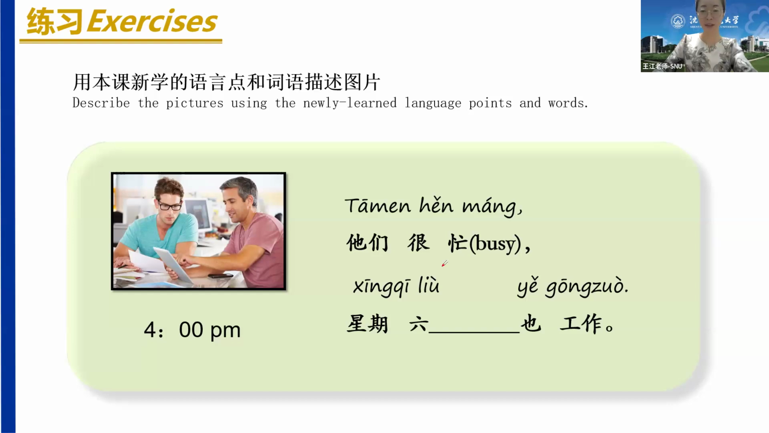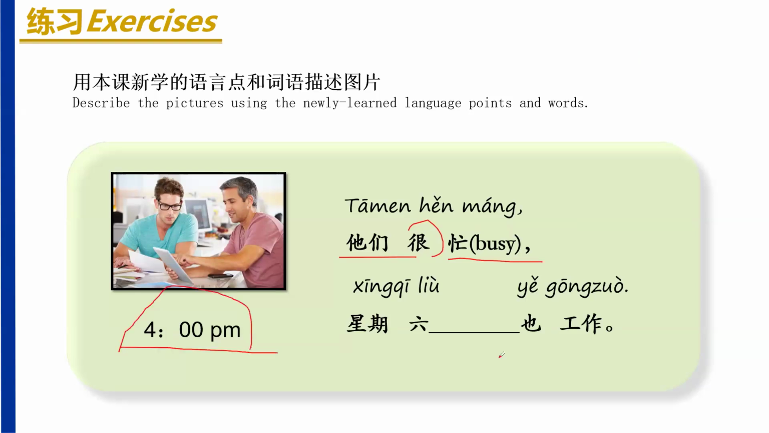Mariam Siddiq, can you fill in the brackets? 他们很忙。他们 means they. 很 very, 忙 means busy. They are very busy. Okay, 星期六下午也工作。下午4点也工作。Okay. 4 o'clock p.m., 下午4点. They are very busy and they work at 4 o'clock p.m. on Saturday also. Yeah. Okay.